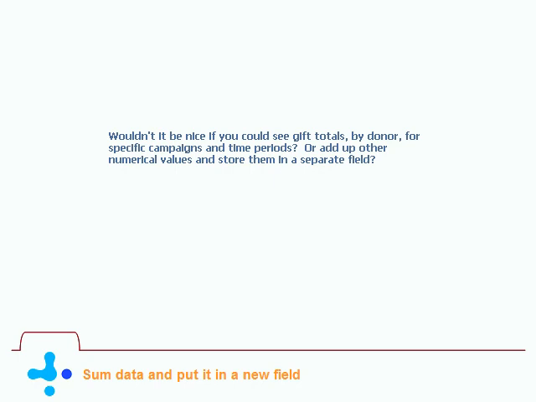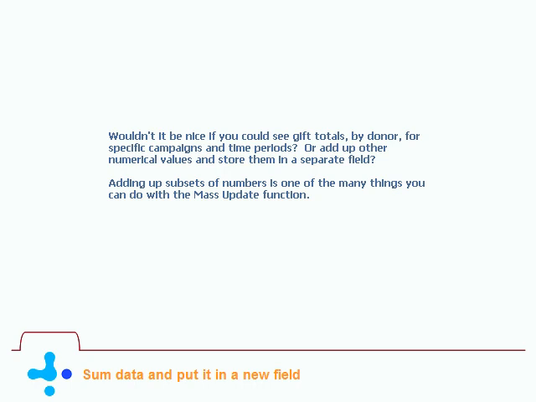Wouldn't it be nice if you could see gift totals by donor for specific campaigns and time periods, or add up other numerical values and store them in a separate field? Adding up subsets of numbers is one of the many things you can do with the mass update function.